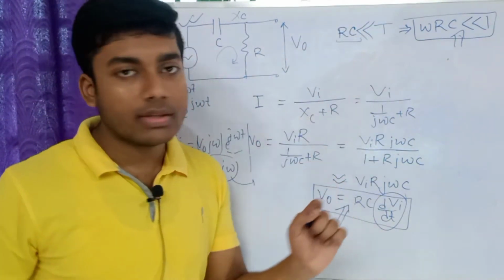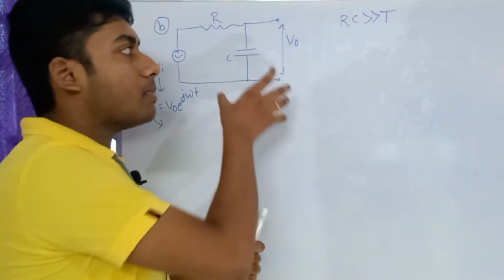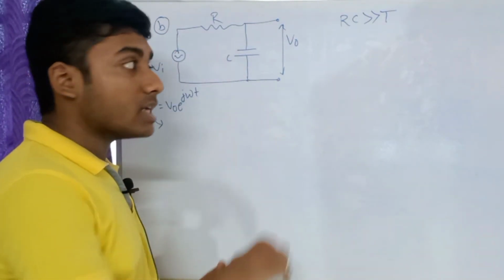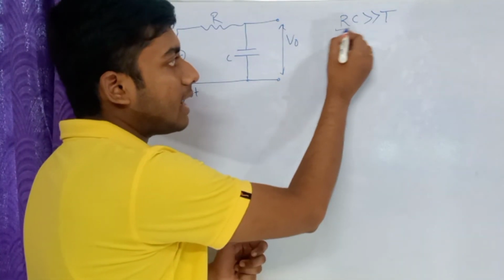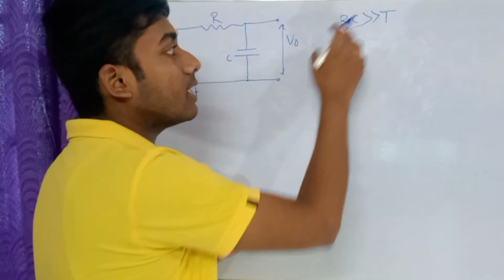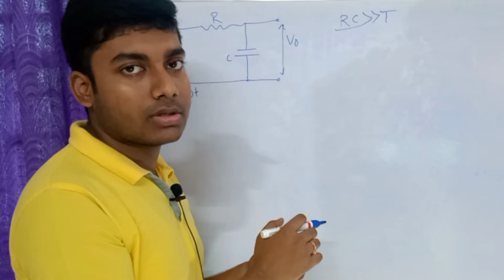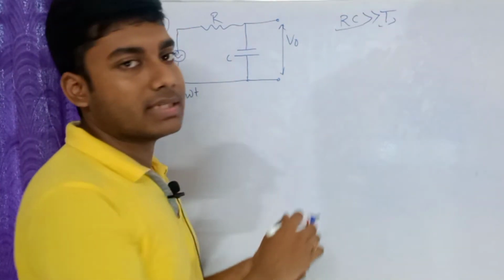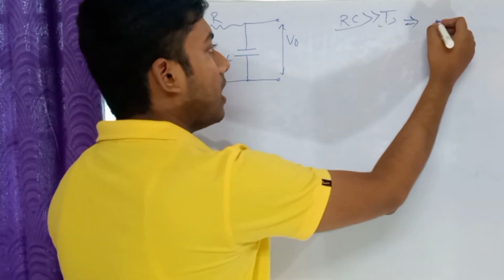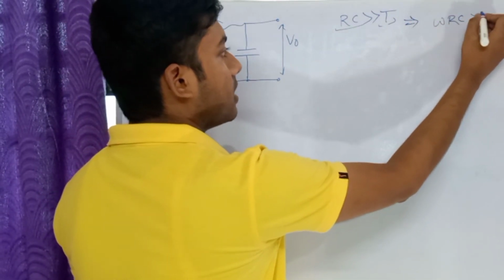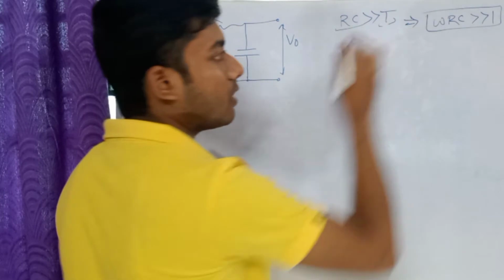So I am coming to the next problem. This is part B of this problem. In this circuit, it is given in the question that the time constant RC is very large compared to the time period of this AC signal. That means I can again write that omega RC is very much greater than 1. So this is our condition here.